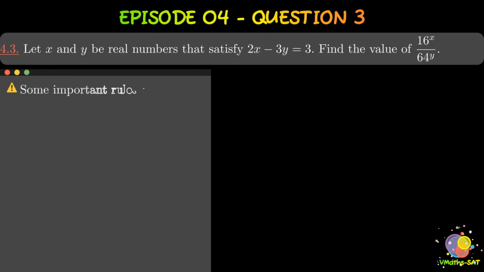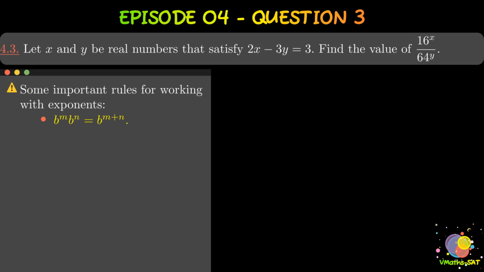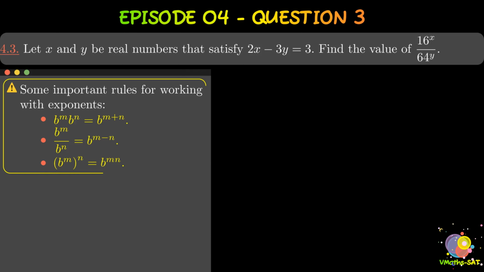Please note some important rules for working with exponents. The product of b raised to the power of m and b raised to the power of n is equal to b raised to the power of m plus n. The quotient of b raised to the power of m and b raised to the power of n is equal to b raised to the power of m minus n. The quantity b raised to the power of m, all raised to the power of n, is equal to b raised to the power of m times n.